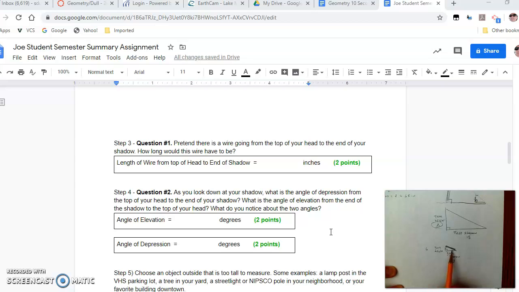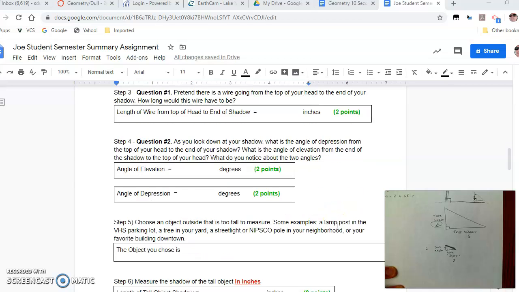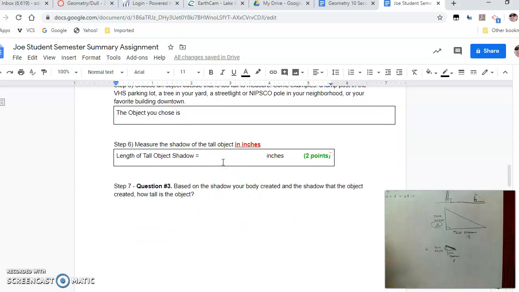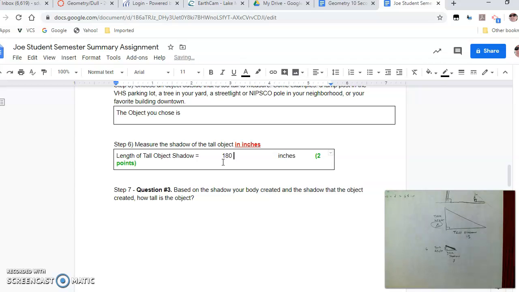Now that you have the lengths of all three sides of the triangle, you can use what you know about trigonometry to determine angle of elevation, angle of depression. So here's where you go ahead and enter in your tree shadow information. So 15 times 12: 10 times 15 is 150, 2 times 15 is 30, 180 inches.